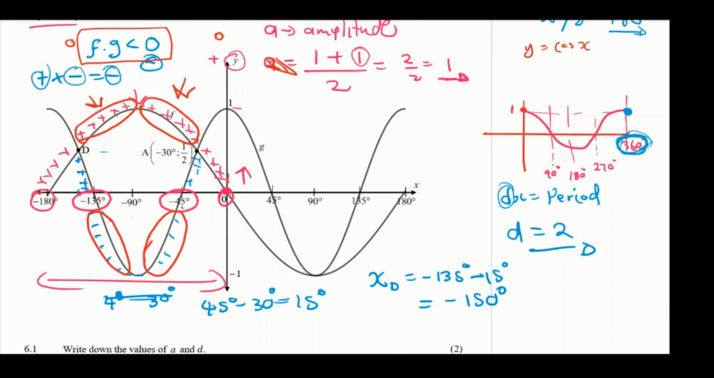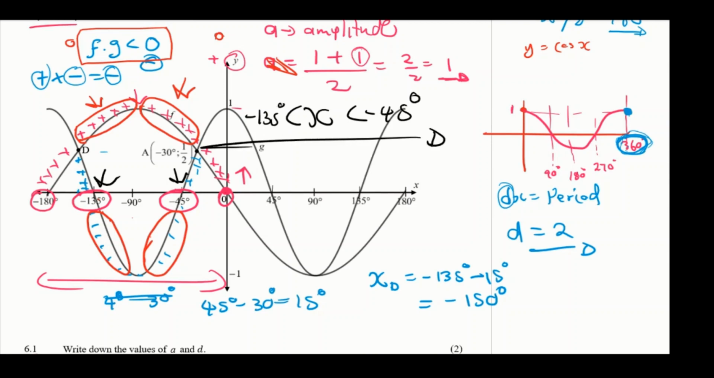So we can conclude and say x must lie between minus 135 and minus 45 here. So between minus 135 degrees and minus 45 degrees, that is where this happens.